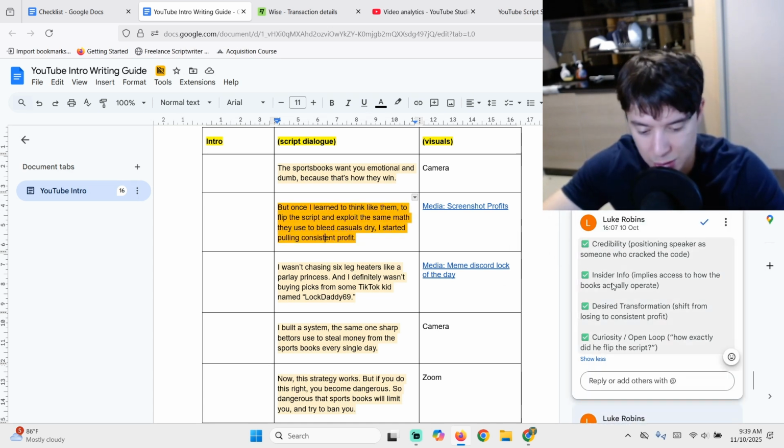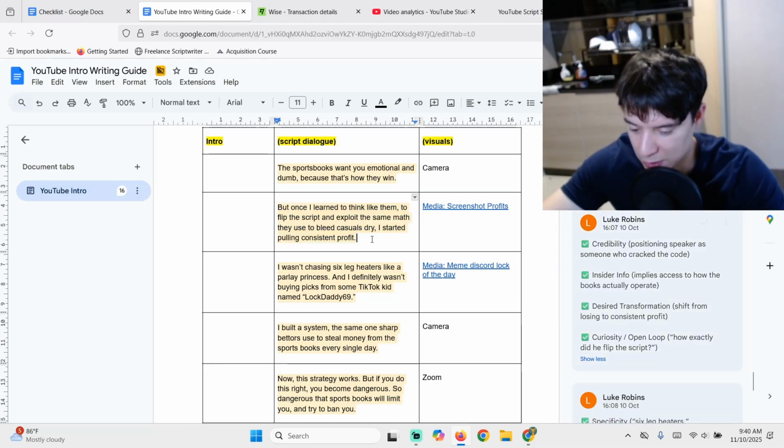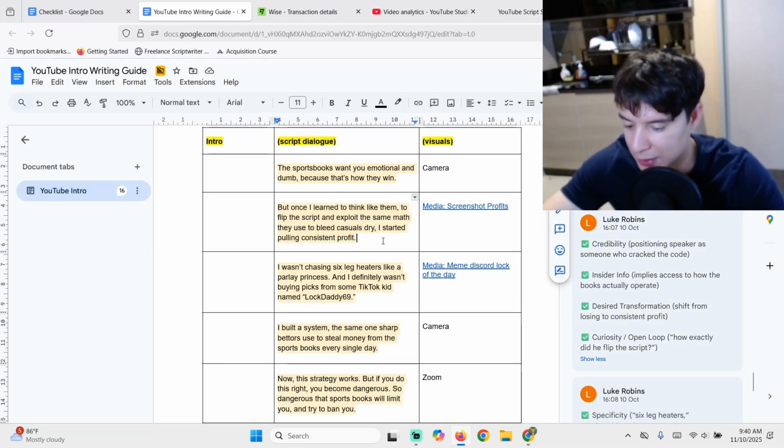We then show screenshots. Insider info. So we're exploiting the same math that the bookies use on us to bleed casuals dry. It shows insider info there. Desired transformation is we're going from losing money to making consistent profit. And then curiosity loop is how exactly did he flip the script? What is the math that he uses, right? What did he do? Now they're curious what I'm doing. What's the secret trick? Next line.